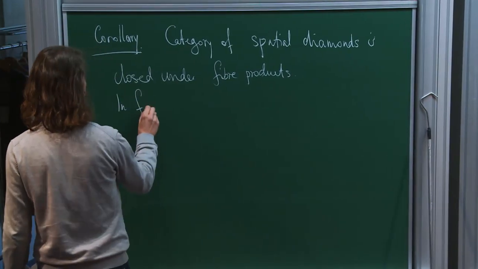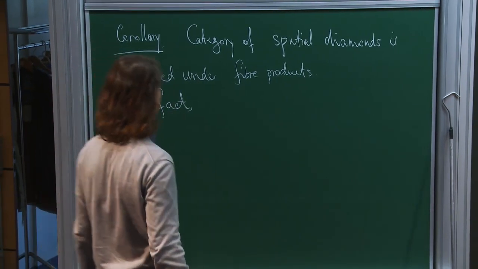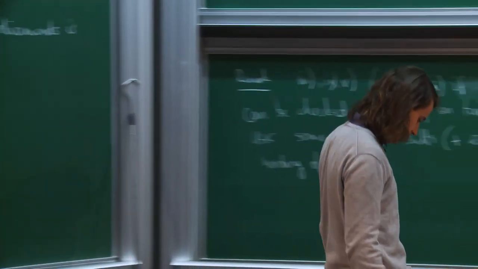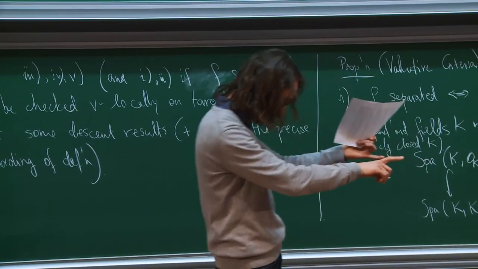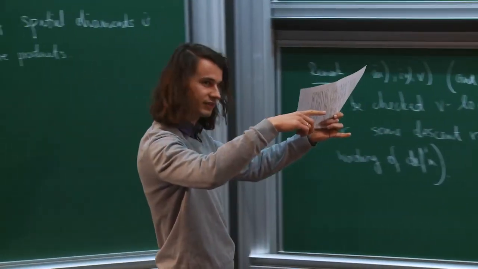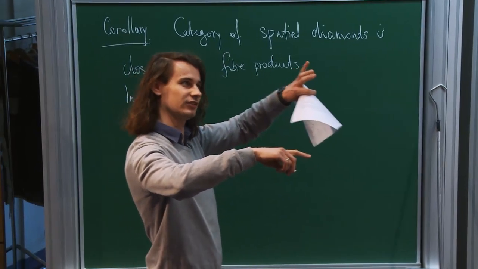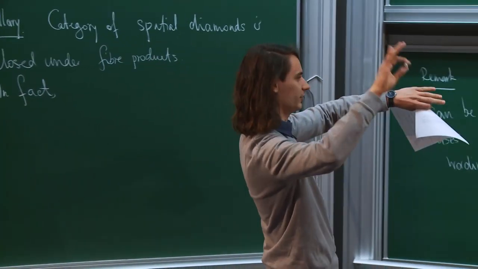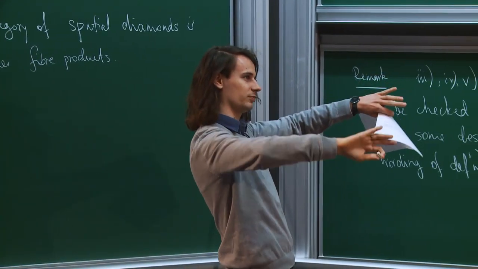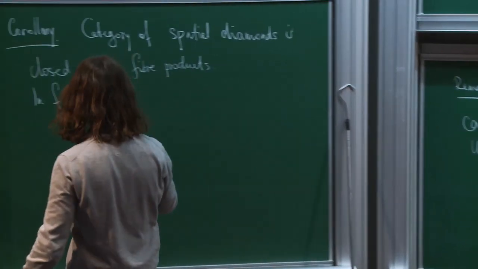So are there products or only fibre products? No products, there's an issue. If you take two quasi-compact objects, their absolute product is not quasi-compact again. Because if you take F_p Laurent series in T, or its perfection, in the adic spectrum, let me give the example in a second.